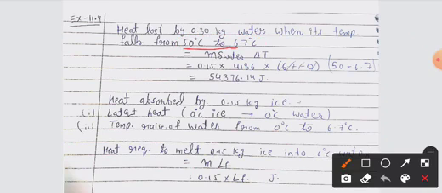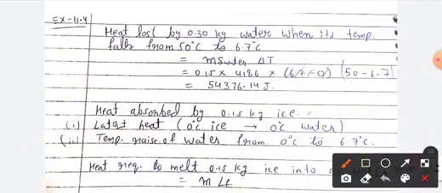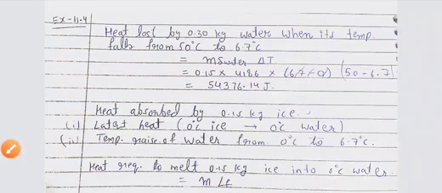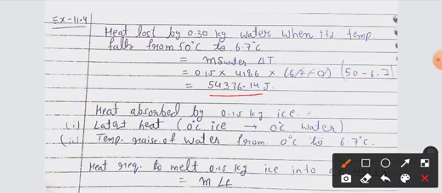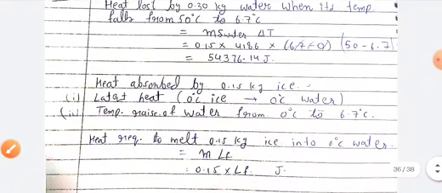So this heat is lost by the water, and the change in heat is given by again m s delta T. M is the mass of the water, S is the specific heat of water, and delta T is the change in temperature, and this is calculated to be 54376.14 joule.